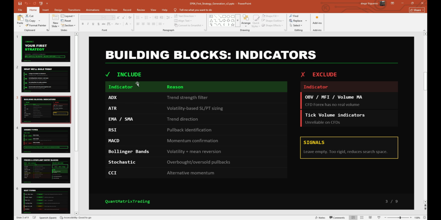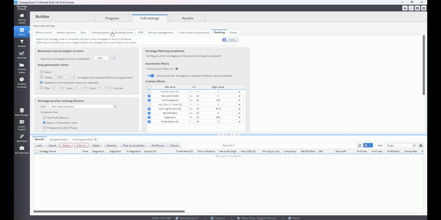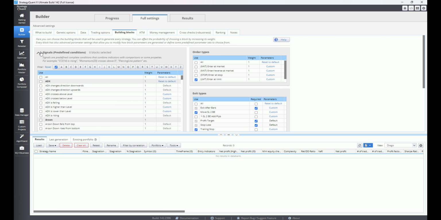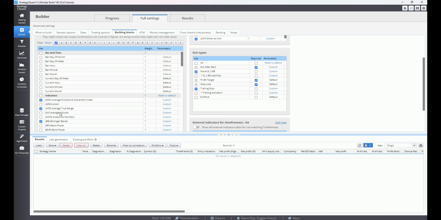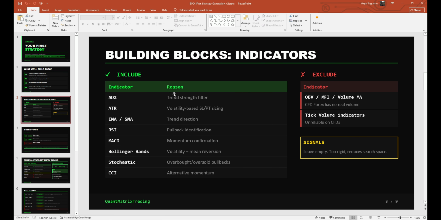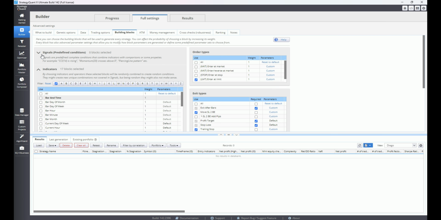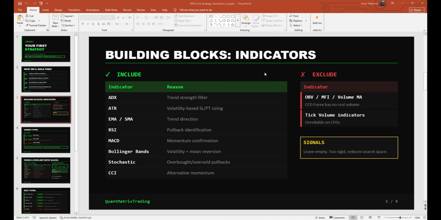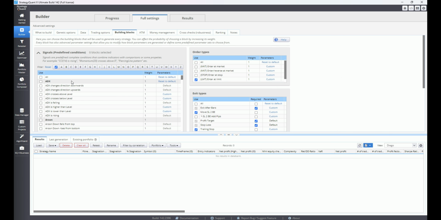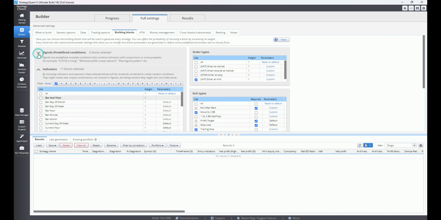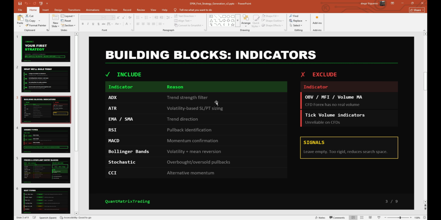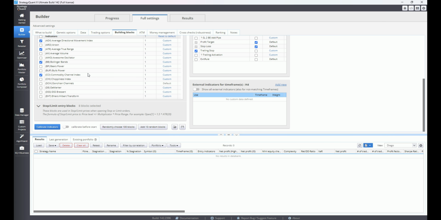For the building blocks indicators, I explain the reason why I'm choosing each of them. If you go here to building blocks, you will see that I select these indicators: ADX, ATR, Bollinger Bands, all of them here. I don't like to choose these signals. I always leave it as 0 because these signals are very rigid. Those are predefined conditions set up by the StrategyQuant team. Personally, I don't like it. I don't like using volume indicators for Forex either. So only these ones, you can see here, the ones that I choose.